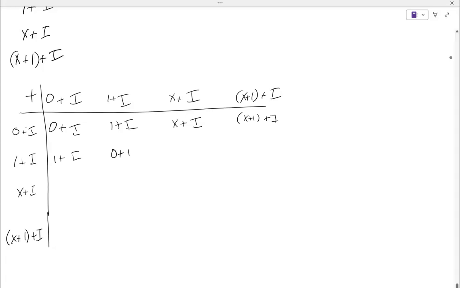0 plus I. And then 1 plus I plus x plus I. This is the x plus 1 plus I. And then what's the x plus 1 plus I plus 1 plus I? It's the x plus I, yeah, good. And really what we're doing is, if I do that one off to the side, say, when you do x plus 1 plus I and 1 plus I.